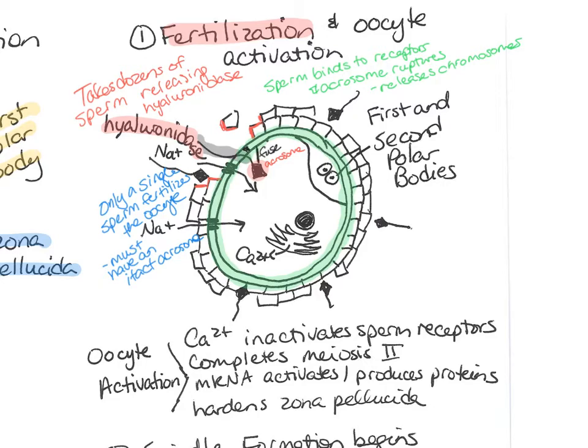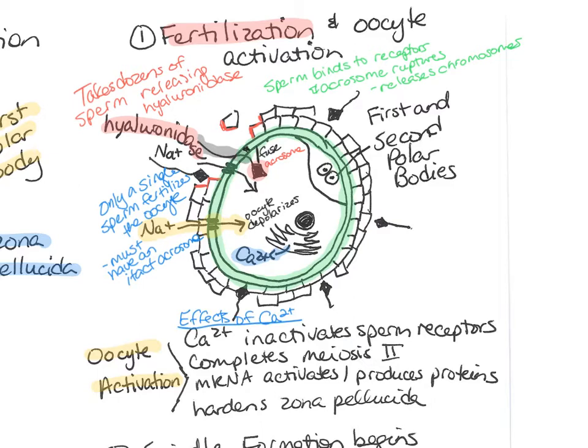The fusion triggers what we call oocyte activation. Oocyte activation is a series of oocyte metabolic activity. The sodium channels on the oocyte open, and sodium moves in, and the oocyte depolarizes. The depolarization causes the release of calcium from the smooth ER into the oocyte cytoplasm. Calcium, then, has the following effects.